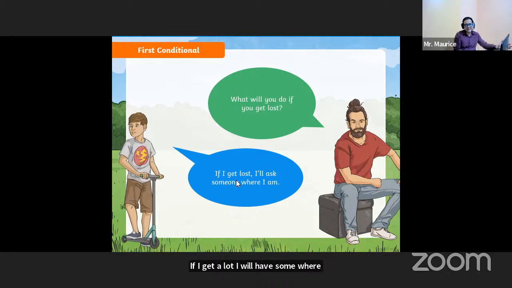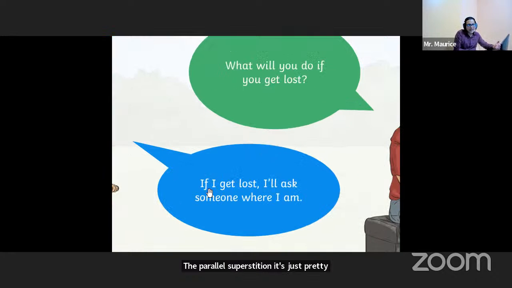Correct. So the boy says, si me pierdo, le preguntaré a alguien dónde me encuentro. ¿Ok? No solamente para las supersticiones, también para la vida cotidiana cuando hablamos, ¿verdad? Esto es el primer condicional. If I get lost, si me pierdo. If I get lost, I'll ask someone where I am.